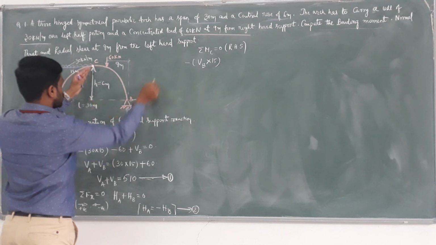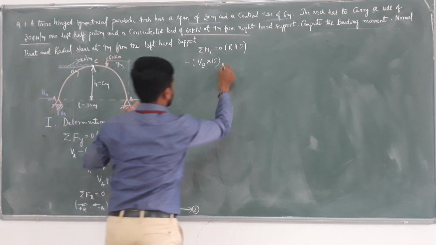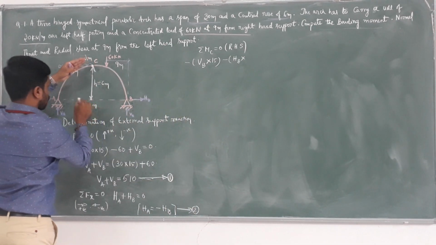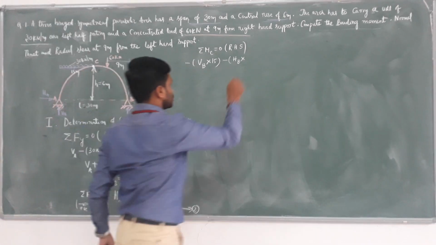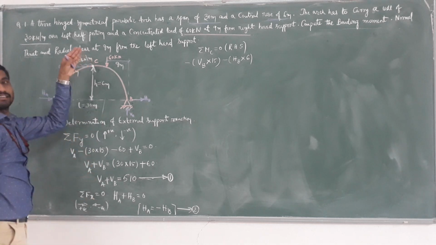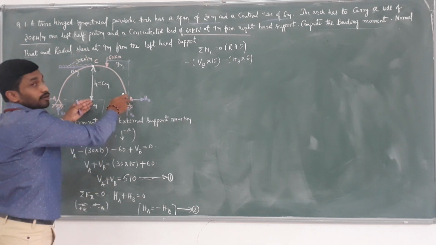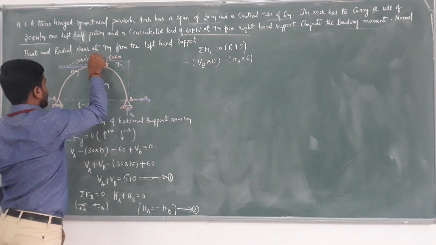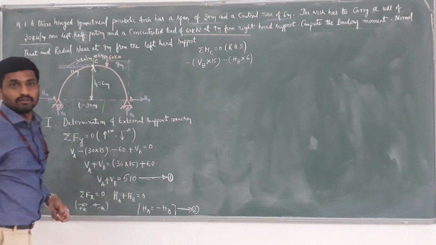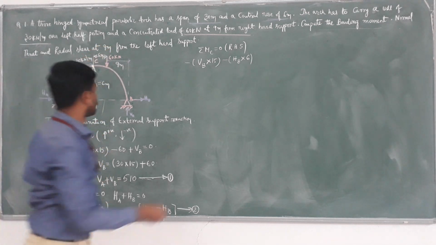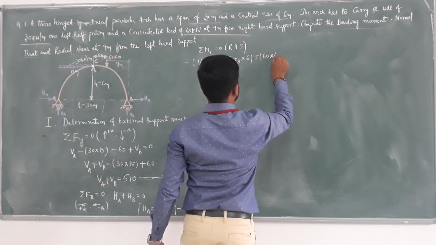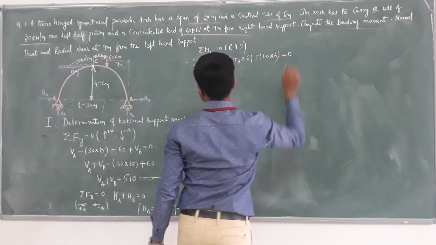Next, this HB is also rotating in anti-clockwise direction. Minus HB into the perpendicular distance. For HB, 6 meter is the perpendicular distance, into 6. And the 60 is rotating in clockwise direction. We know that this is 15 meter, 15 minus 9. The remaining is 6 meter. Therefore, it is rotating in clockwise direction, therefore plus 60 into 6, which equals 0.